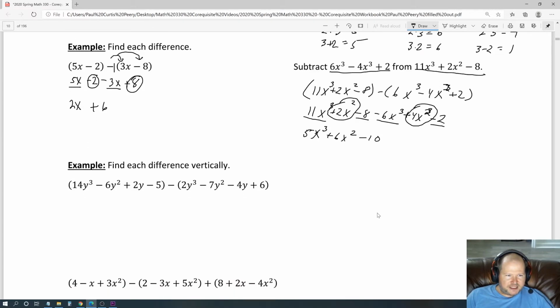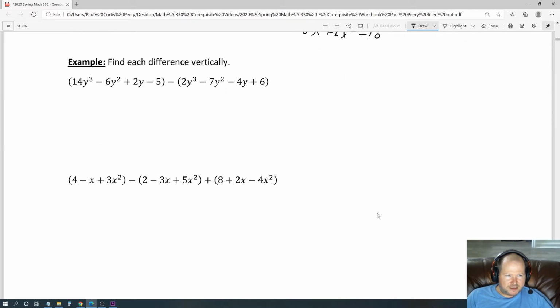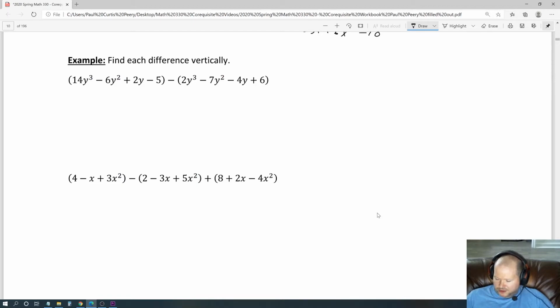Now we can each find each difference vertically. Same kind of thing. These are a little bit longer, so this more justifies doing it the vertical way. Again, the short ones, it's just easier usually to find the like terms and add horizontally. But as they get longer, it makes more and more sense to do this vertically.